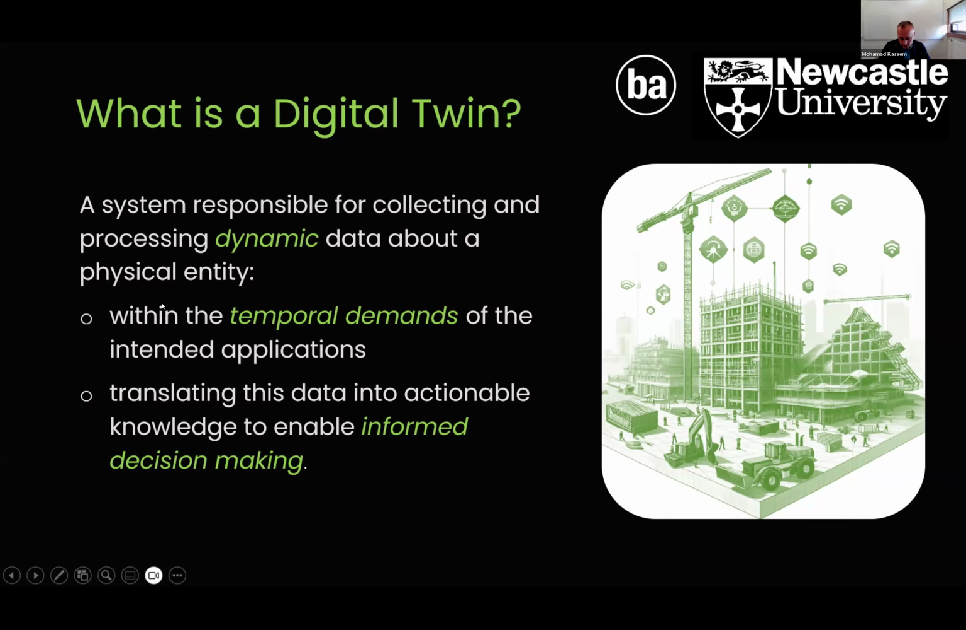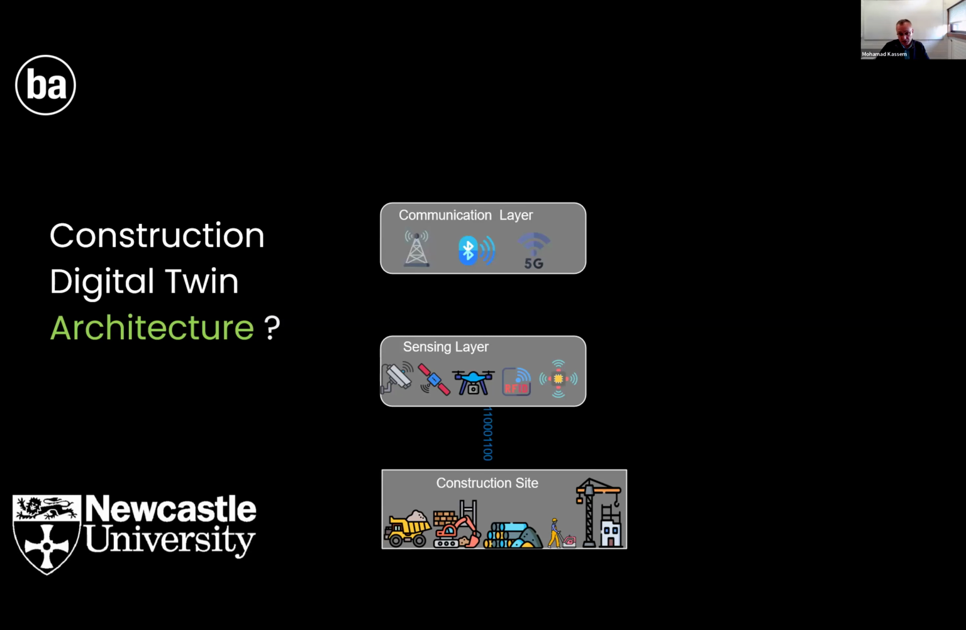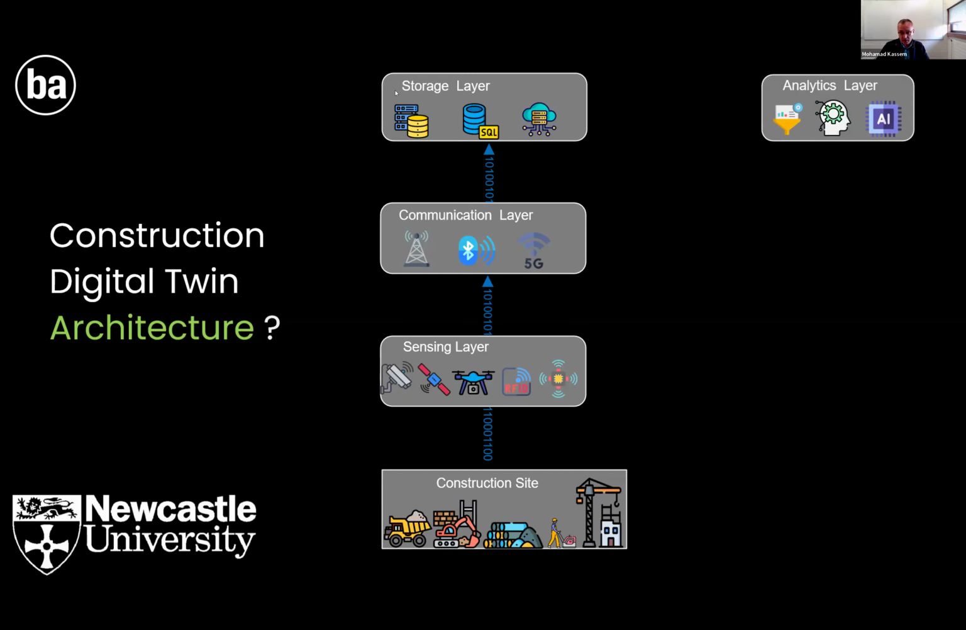So what is a construction digital twin then? Let's try to flesh it out in terms of the layers involved in a digital twin. We have the physical construction site. We have the sensing layer, like the tongue in our human testing example. Then you have the communication layer, which could include 5G, wireless networks, or other communication technologies. And we have the storage layer, which could be cloud based, or various types of database technologies, and so on. And we have the data analytics.